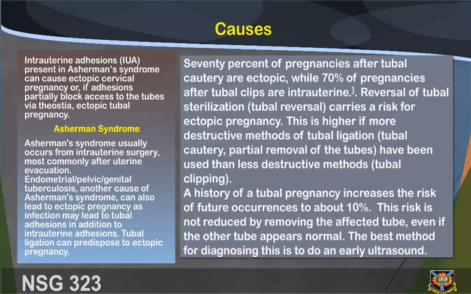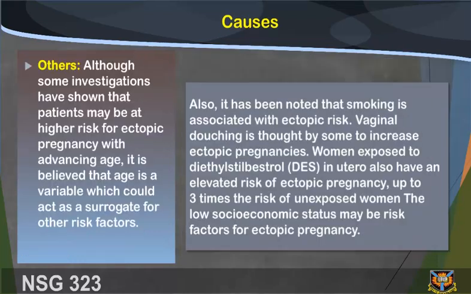This risk is not reduced by removing the affected tube, even if the other tube appears normal. The best method for diagnosing this is to do an early ultrasound. Others: although some investigations have shown that patients may be at higher risk for ectopic pregnancy with advancing age, it is believed that age is a variable which could act as a surrogate for other risk factors.